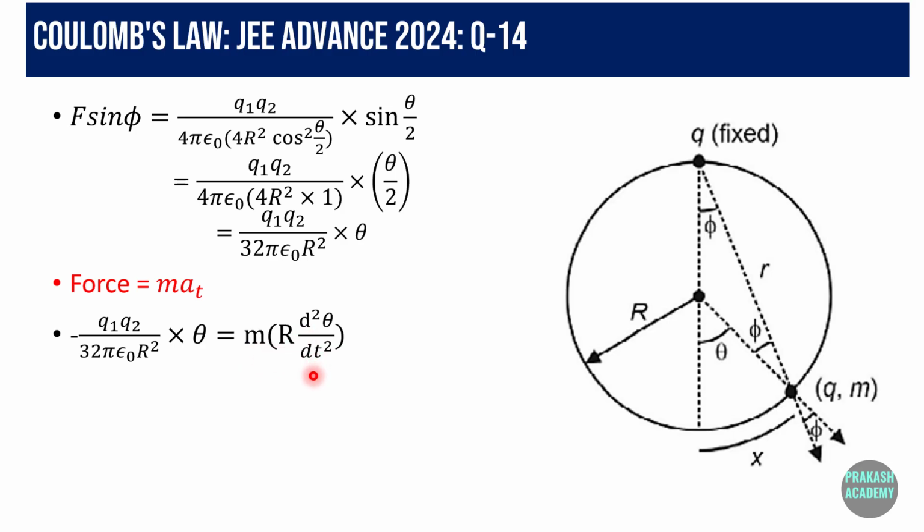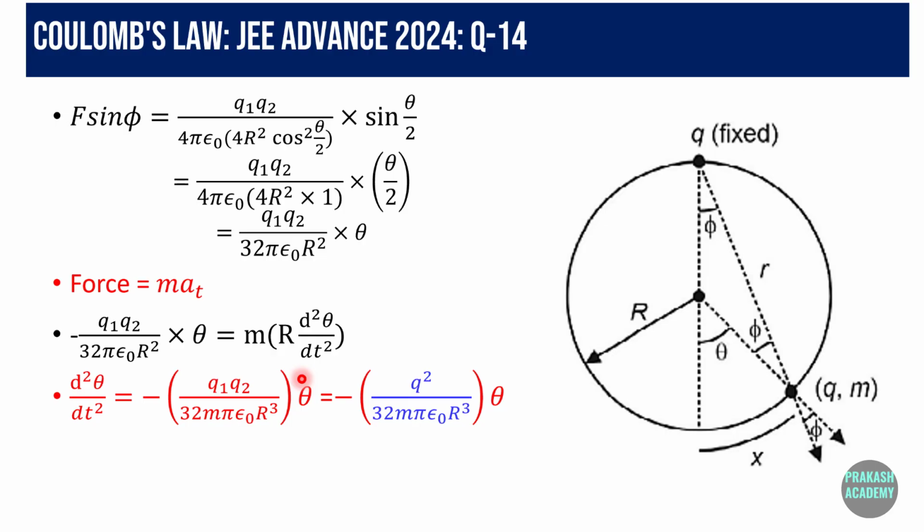Now two or three points are important. This force tries to decrease theta. So that's why we have to put a negative sign, because this is not in the increasing direction of theta. This force is in the decreasing direction of theta, and that's why we have to put a negative sign. For mass times acceleration, tangential acceleration equals radius times angular acceleration, that is d2 theta by dt square. So a_t equals r alpha. I am using that formula here.